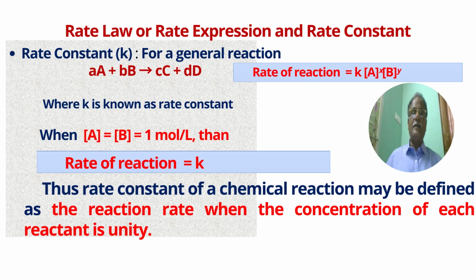Rate constant of a chemical reaction may be defined as the reaction rate when the concentration of each reactant is unity. So this means, see here above, when the concentration of A is equal to the concentration of B is equal to 1 mole per liter. Okay, so here unity means 1. So then we can define the rate constant as I told previously.